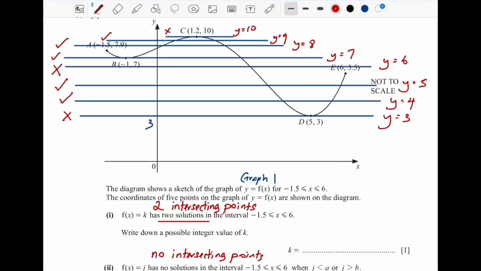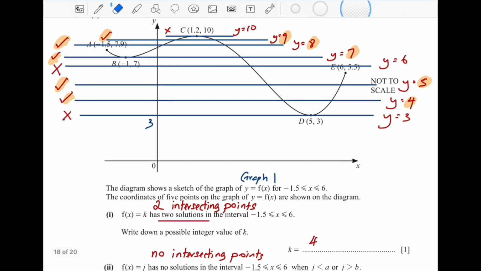Okay, so when you look at this, the possible answers could be 4, 5, 7, 8, 9. Could be 9, could be 8, could be 7, could be 5, could be 4. Just one of them is the answer. So let's make it 4 if I want to.